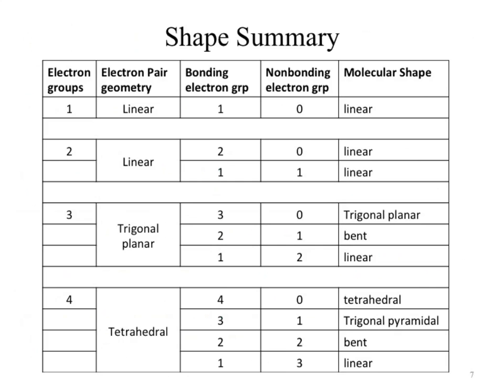So if you have 4 groups of electrons, you would immediately jump to the tetrahedral shape at the bottom. What can you tell me about everything else on that table?